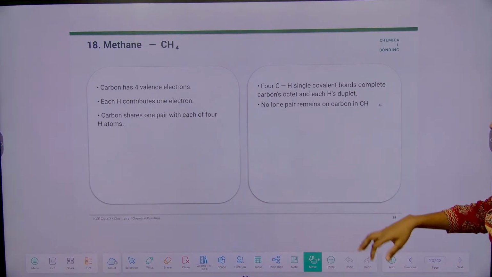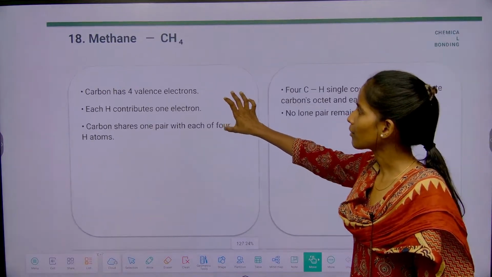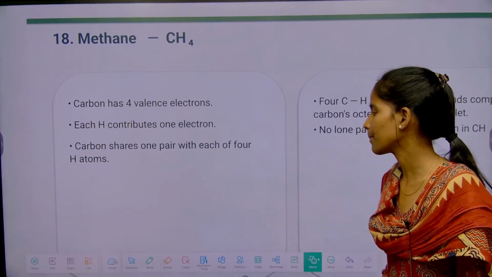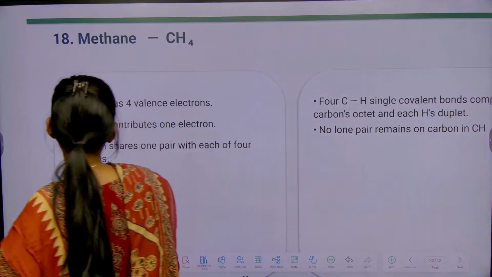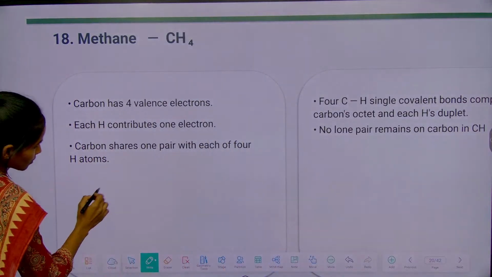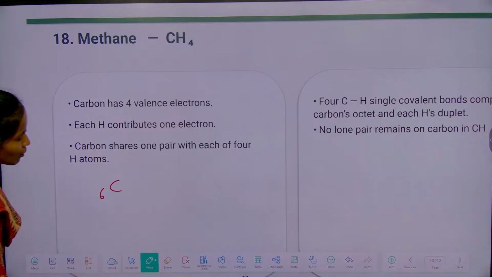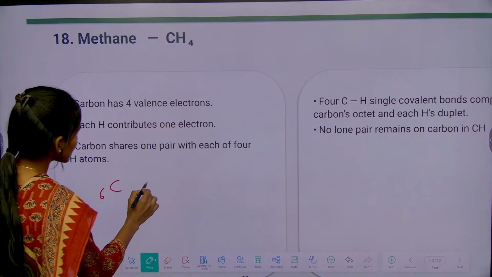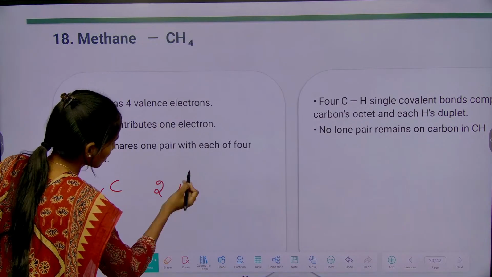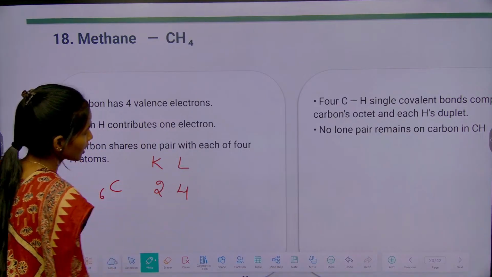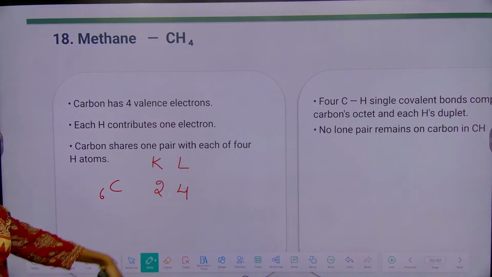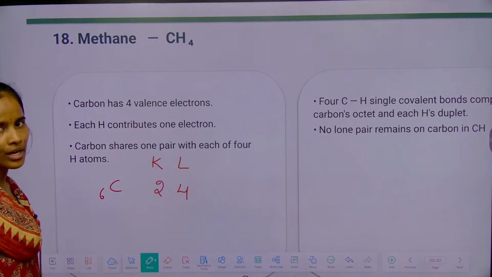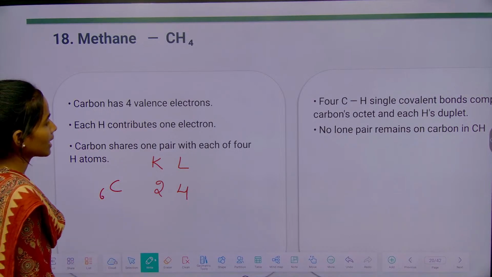CH4, very important. What is the atomic number of carbon? The atomic number of carbon is 6, right? So what is its configuration? 2, 4. In the K shell 2 electrons, in the L shell 4 electrons. So in order to get stability, it needs 4 more electrons. So from where will it take them?